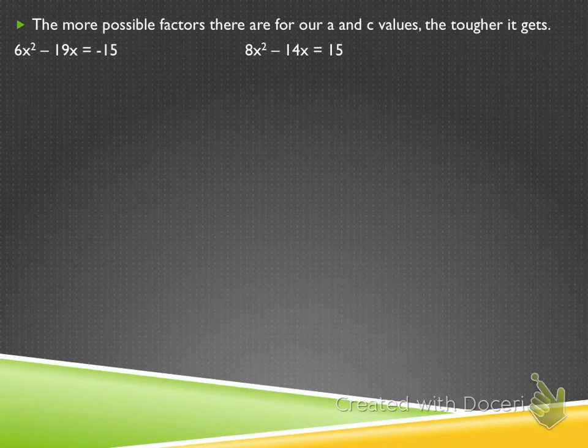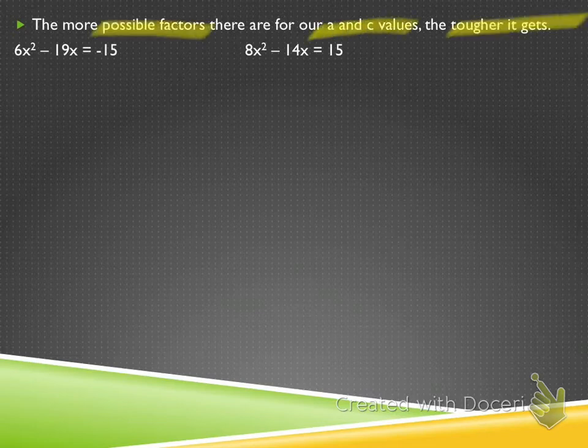Okay, so this is going to be chapter 10.6, part 2. Again, we're just raising the bar here, doing some more difficult problems. The more factors I have for our A and C values, the tougher it gets. So for our first example, I'm going to move the 15 to the other side. So I'm going to go 6x squared minus 19x plus 15.